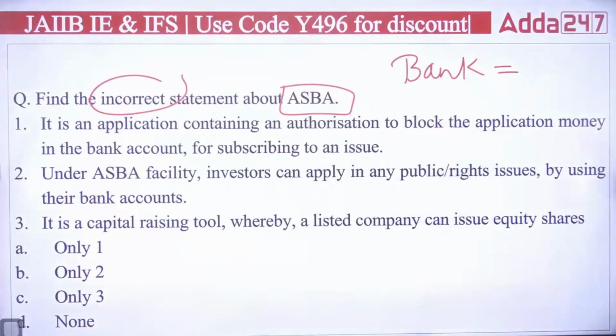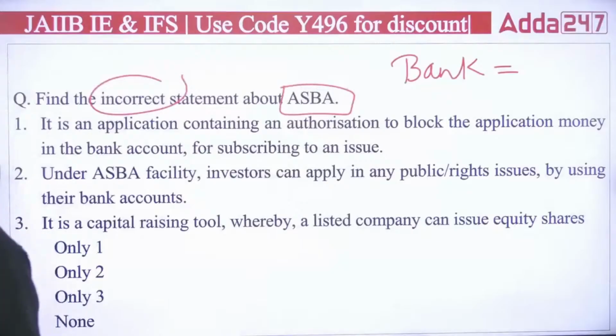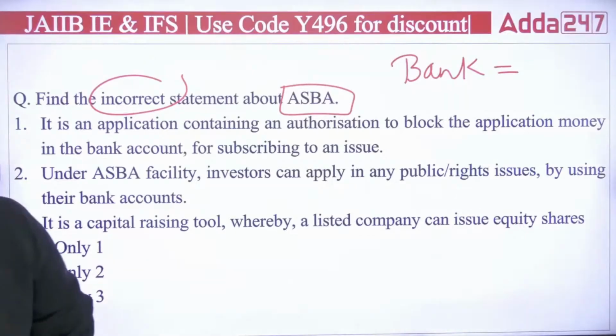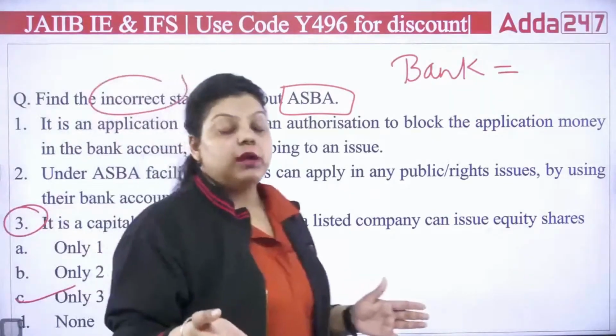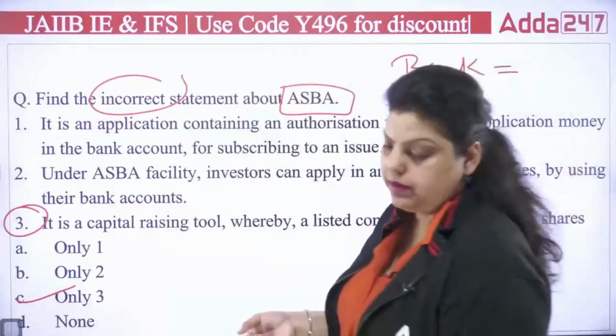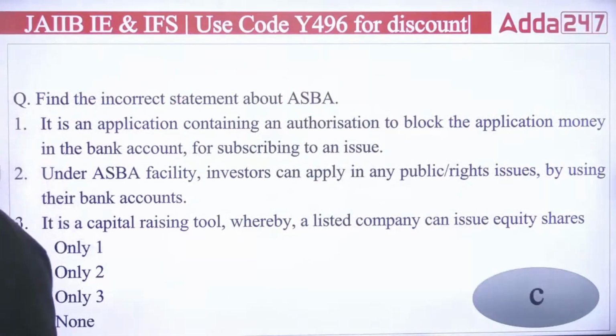Okay, full form is correct. Application supported by blocked amount. Now the answer will be... okay, very good. Option number C. Third is wrong. Why? Because it is not talking about ASBA, it is talking about qualified institutional placement. Hai na? So right answer will be your C. Third statement is wrong about ASBA. It is not a capital raising tool.